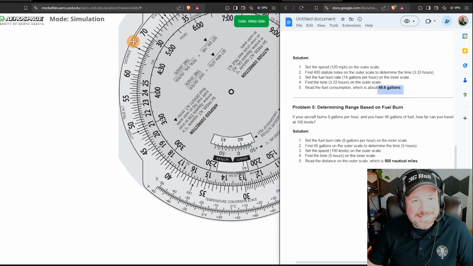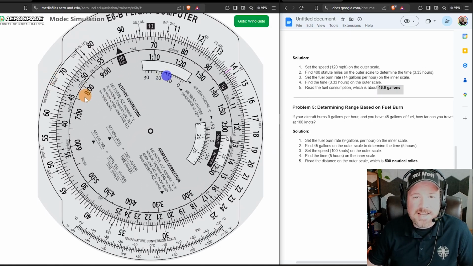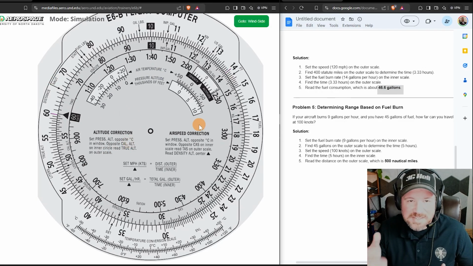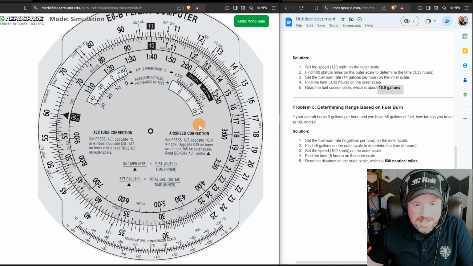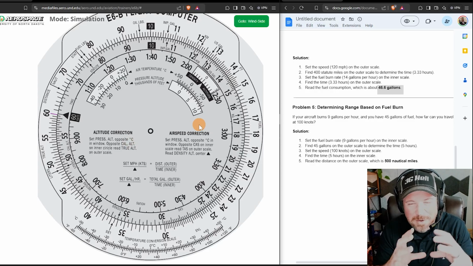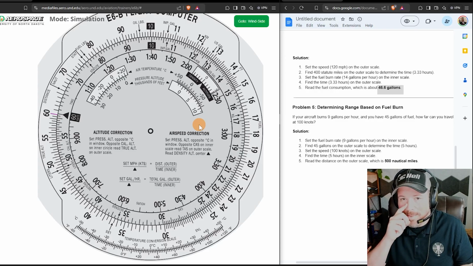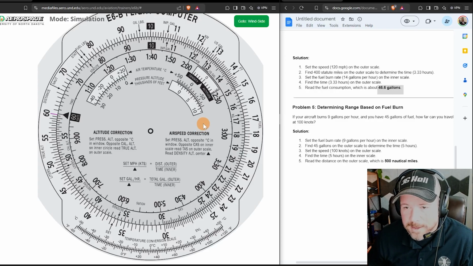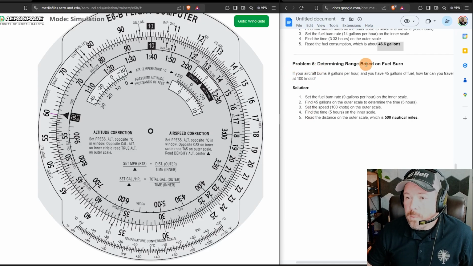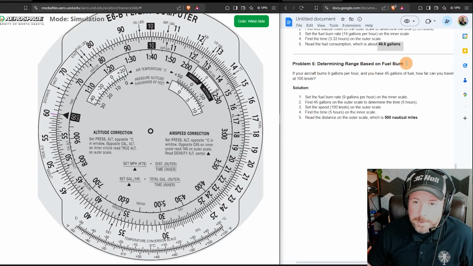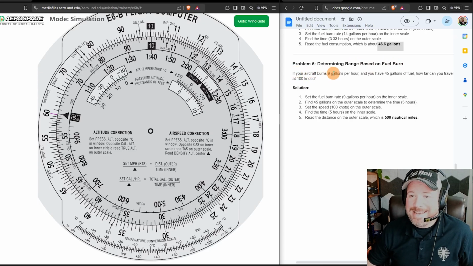Again, it's going to be a little bit easier on the test because they're going to give you options like 46.6 or 48.2 or 43.7. And so whatever is close or mostly close to the actual answer that you come up with. Okay. Now last problem. Determining a range based on fuel burn. If your aircraft burns 9 gallons per hour and you have 45 gallons of fuel, how far can you travel at 100 knots? So again, we're using multiple steps.